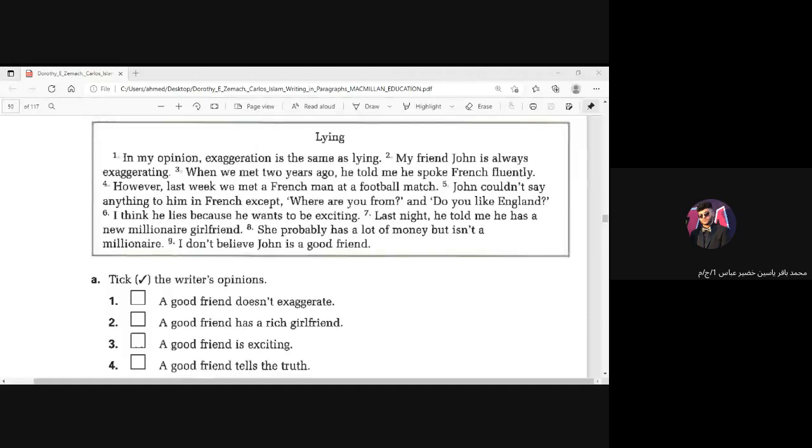In my opinion, exaggeration is the same as lying. What's the meaning of exaggeration, Muhammad? Exaggeration means making something bigger than it actually is. My friend John is always exaggerating. When we met 2 years ago, he told me he spoke French fluently. That's enough, Muhammad. Thank you very much.